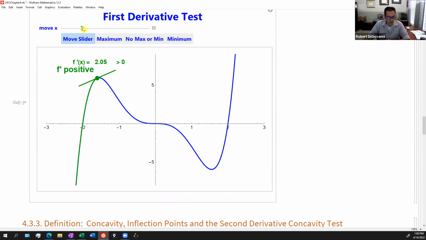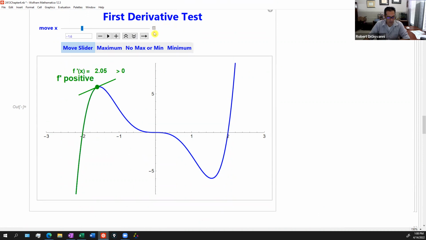Get up there. Oh, it's not going to let me. Hold on. Nope, I'm not going to be able to get it. Trying to get it to be 0. Okay, we're just going to have to live with it.